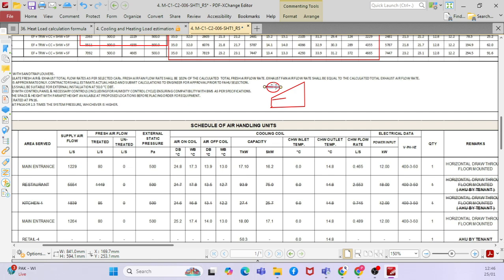What is the sensible heat ratio? What is the meaning of sensible heat ratio? You know that sensible heat ratio equation. Sensible heat divided by total heat is nothing but the sensible heat ratio, right?